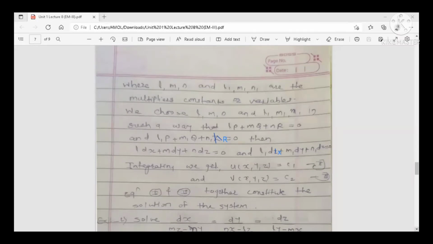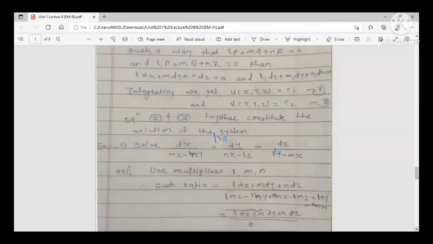So equations 1 and 2 together constitute the solution of the system. Like the first method, the grouping method, where we also have two sets of solutions, here also in the second method of multipliers, there are two sets of solutions. Now see the example.